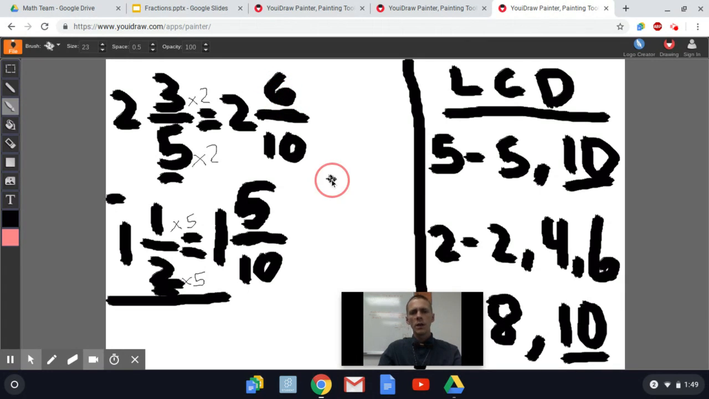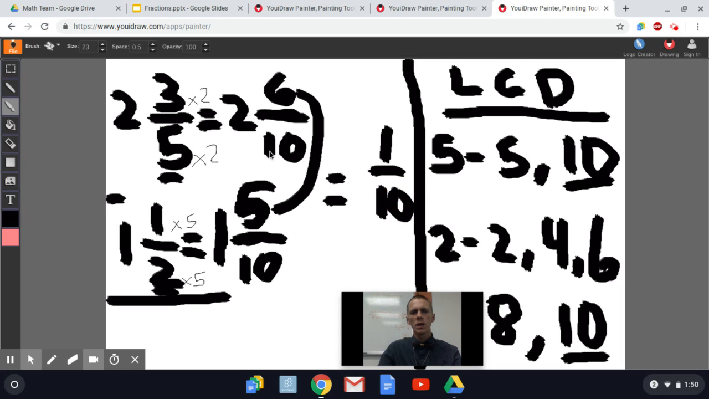So what we're going to do now, let's subtract them from each other. 6 minus 5 gives us 1. Bring over your denominator because that does not change. And subtract your whole numbers. 2 minus 1 is 1. So your answer from 2 and 3/5 minus 1 and 1/2 will give you 1 and 1/10.